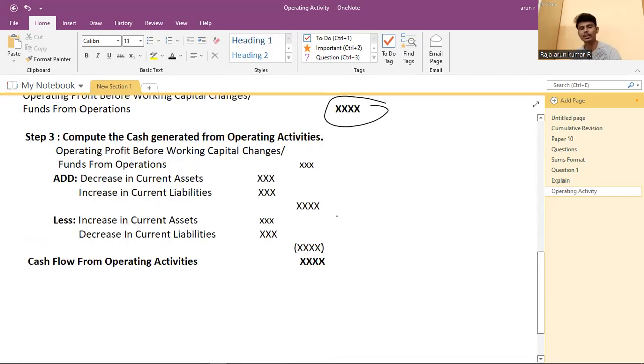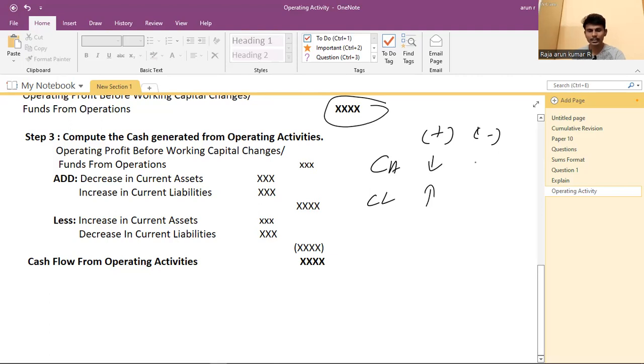The step number 3 is working capital changes. In working capital changes there is current asset and current liability. Add and less. Decrease in current asset, we add it. Increase in current liability, we less it. Increase in current asset, we less it. Decrease in current liability, we add it.